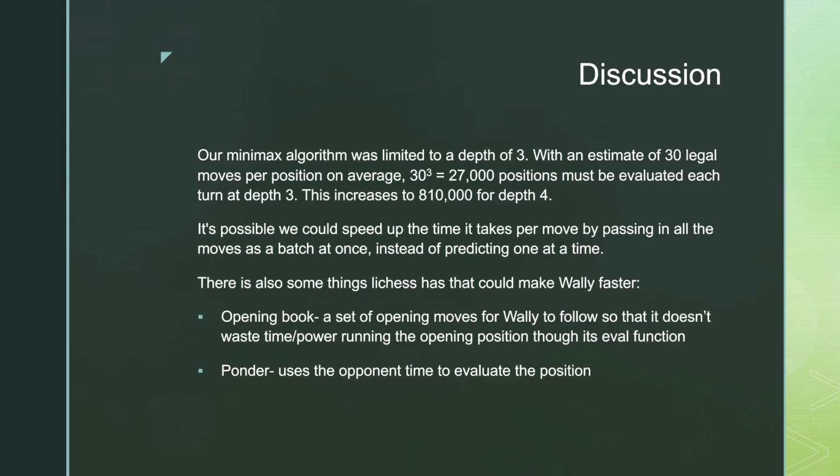It is possible we could speed up the time it takes per move by passing in all the moves as a batch at once instead of predicting one at a time. And here are also some things that we could do on Lichess that could make our bot faster. We could program an opening book, which is a set of opening moves for Wally to follow so that it doesn't waste time and power running the opening position through its eval function. And then we can use Ponder, which uses the opponent's time to evaluate the position.